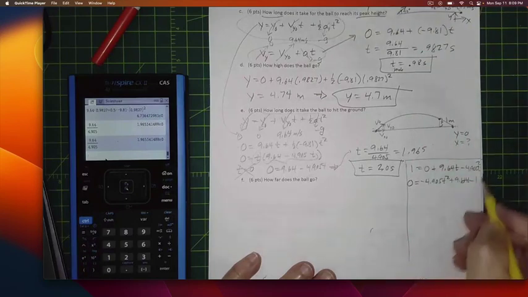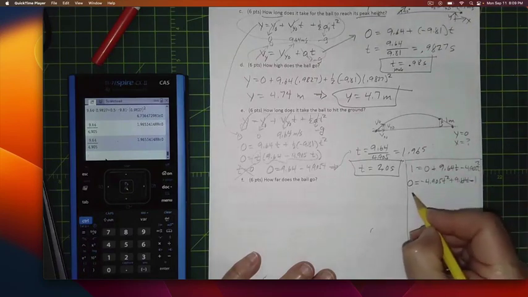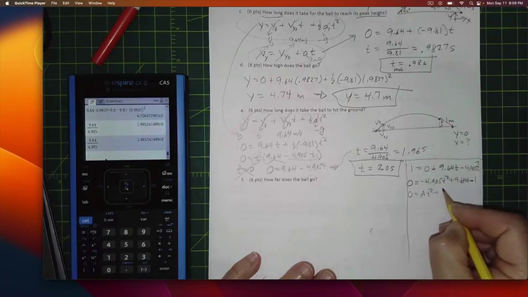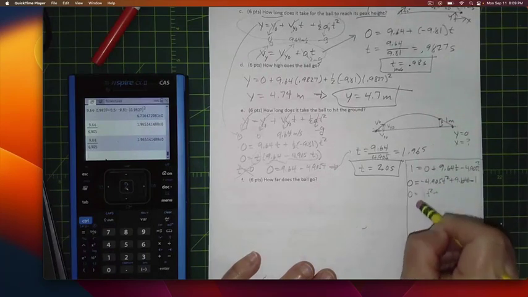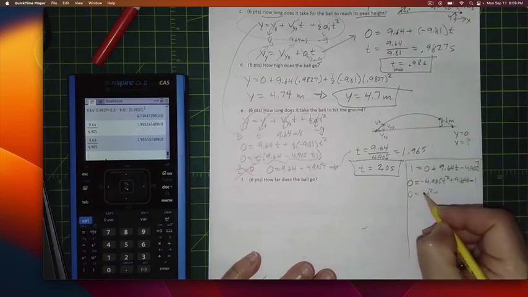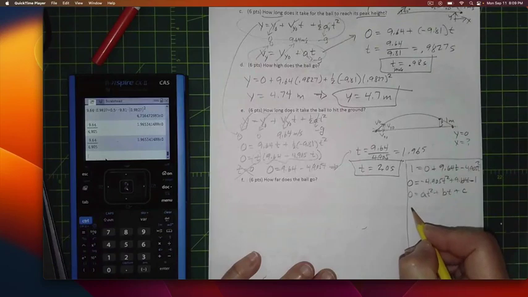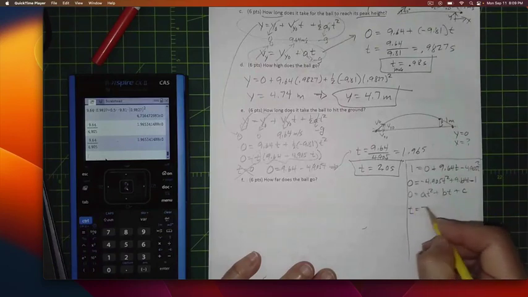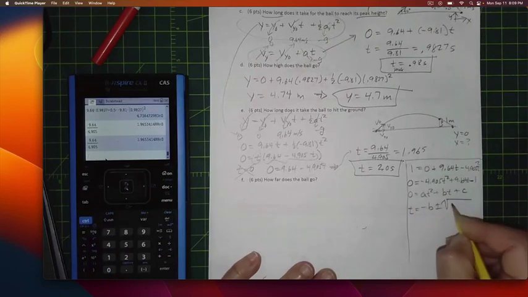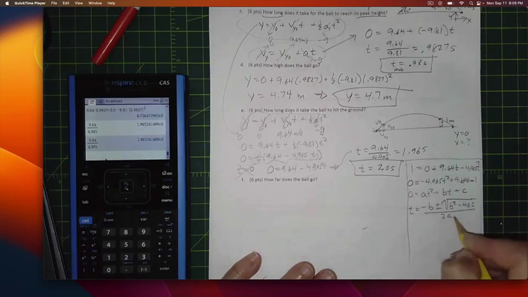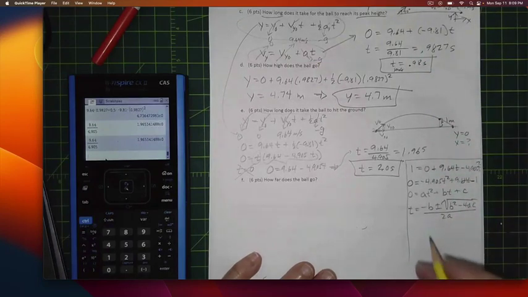All right, when we have our regular quadratic equation, it's in the form 0 equals at squared plus bt plus c, right? And the quadratic equation says that t is going to be equal to negative b plus or minus the square root of b squared minus 4ac, all over 2a. So if this were the problem that we were doing, we would then plug in the numbers.